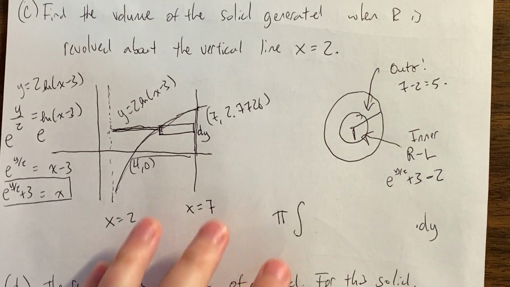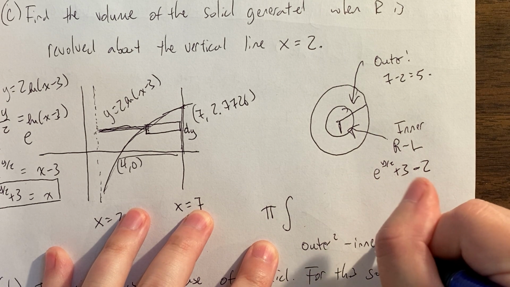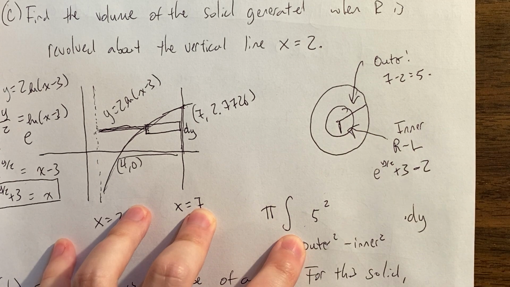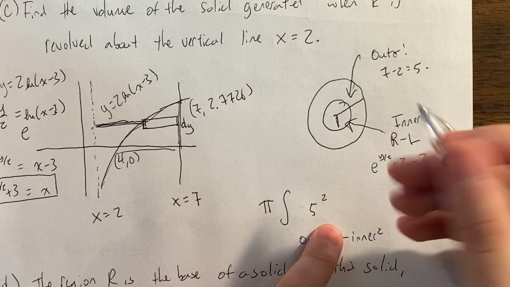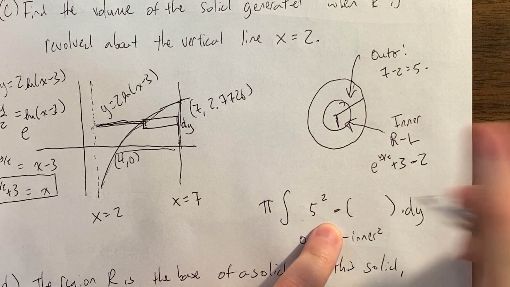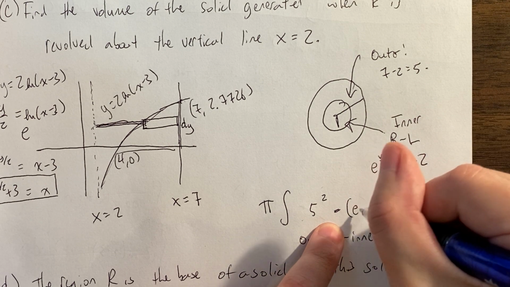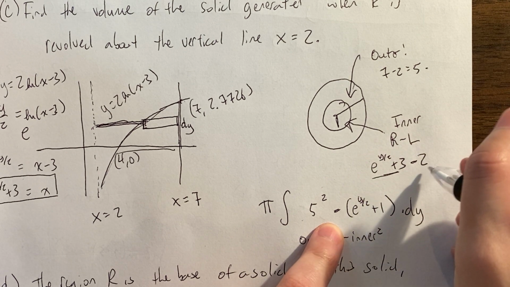Cool. So now we're ready for outer squared minus inner squared. So it looks like outer squared is 5 squared. If you wanted to, you could actually just put 7 minus 2 and then square that. Sometimes I do that because I want to always do the same thing. But in this case, it was pretty easy to simplify. And then again, over here, we want y's in here. So we're going to write e^(y/2) plus 1, it looks like. Where this is right minus left.